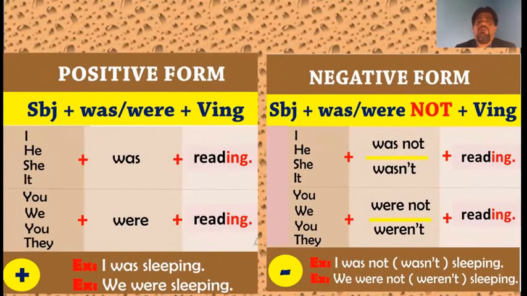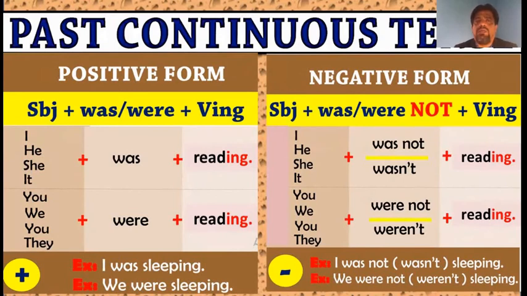Now, how can we write a positive form of the verb? Let us see how we can write a past continuous tense in a positive form. I gave you plenty of examples here. Subject plus was or were plus ing form. I was reading, he was reading, it was reading, and like that. And then plural: you were reading, we were reading, you were reading, and they were reading. It is very simple.